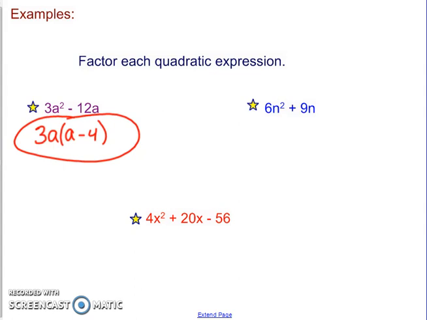6n squared plus 9n, so 6 and 9, they have a 3 in common. N squared and n have an n in common. I'm left with a 2n plus 3.